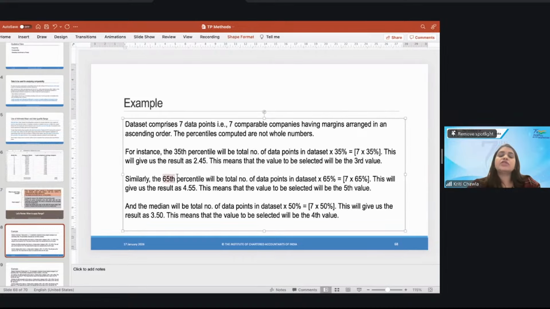Now for the 65th percentile, you do the same exercise: multiply 65% by 7. This will give you 4.55.